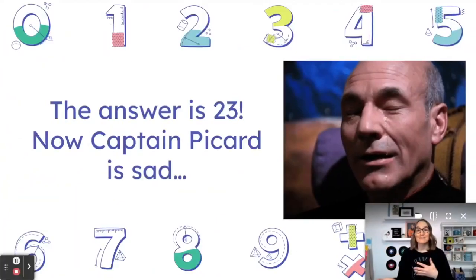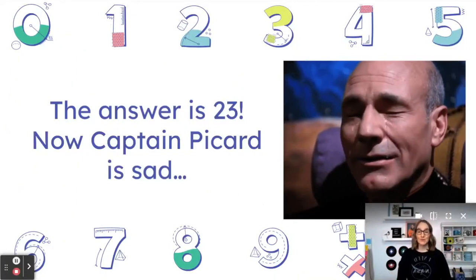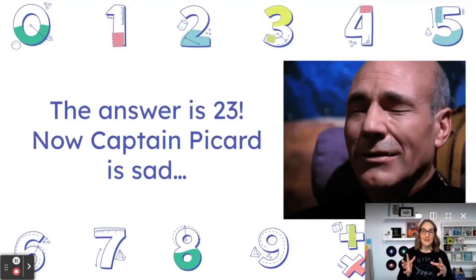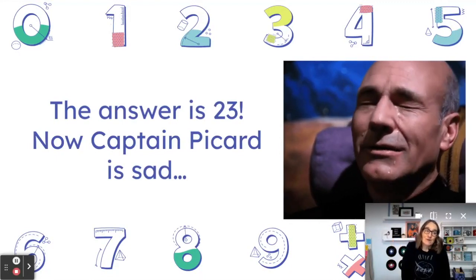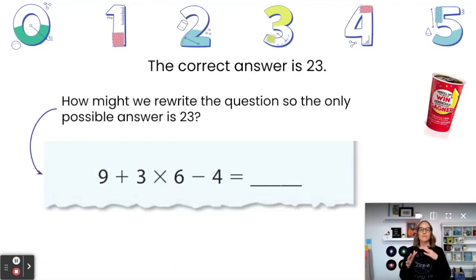It turns out that it doesn't matter which answer we gave Captain Picard because both 68 and 24 are wrong. The right answer is actually 23. Poor Captain Picard. Now he can't claim his big prize. Well, better luck next time, I guess. But wait, it is still important for us to understand how to get the right answer. So let's start with this question. How can we rewrite the question so that the only possible answer is 23? Then we'll understand how to do it correctly.